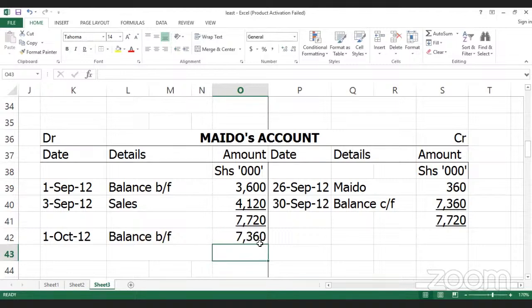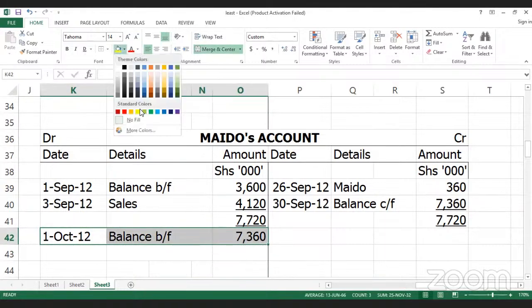So on 1st October 2012, there is a balance brought forward for 7,360,000. Now this account has a debit balance. I'll explain more about the balances after this first balance.